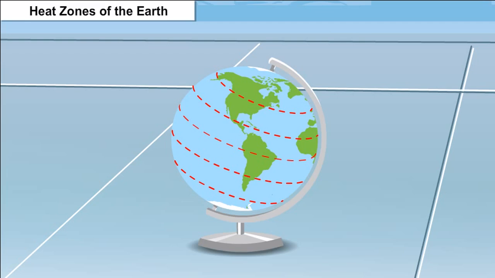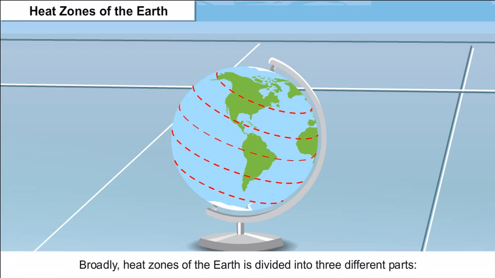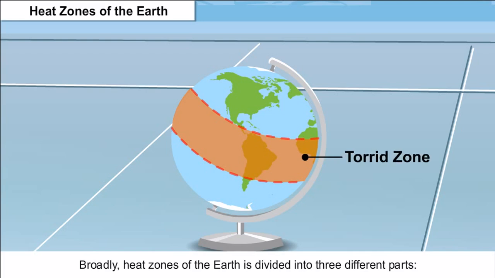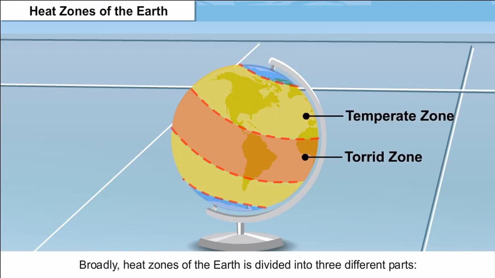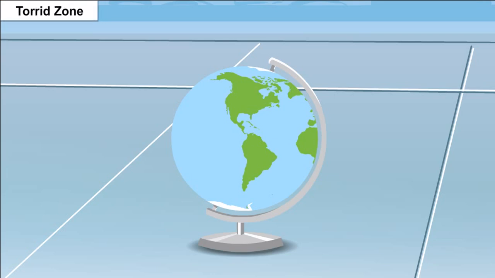Heat zones of the Earth. Broadly, heat zones of the Earth are divided into 3 different parts. 1. Torrid zone. 2. Temperate zone. 3. Frigid zone.